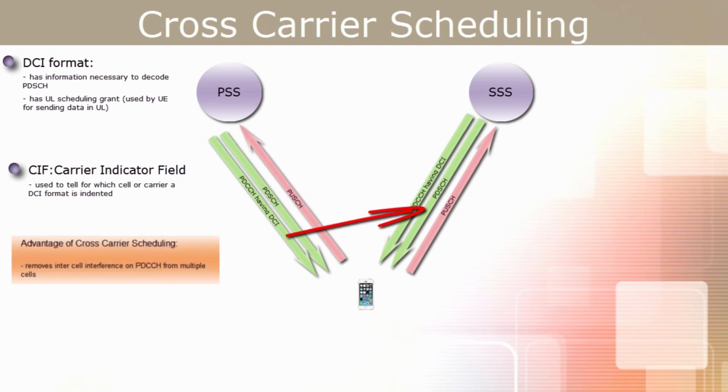Now you may ask, what is the advantage of cross-carrier scheduling? See, we know PDCCH is a control channel and it is transmitted with a higher power compared to the data channel PDSCH. So if a UE is receiving data from multiple secondary cells, then there could be inter-cell interference on PDCCH. Cross-carrier scheduling is an excellent way of removing inter-cell interference on PDCCH. But remember, cross-carrier scheduling is an optional feature for UE.